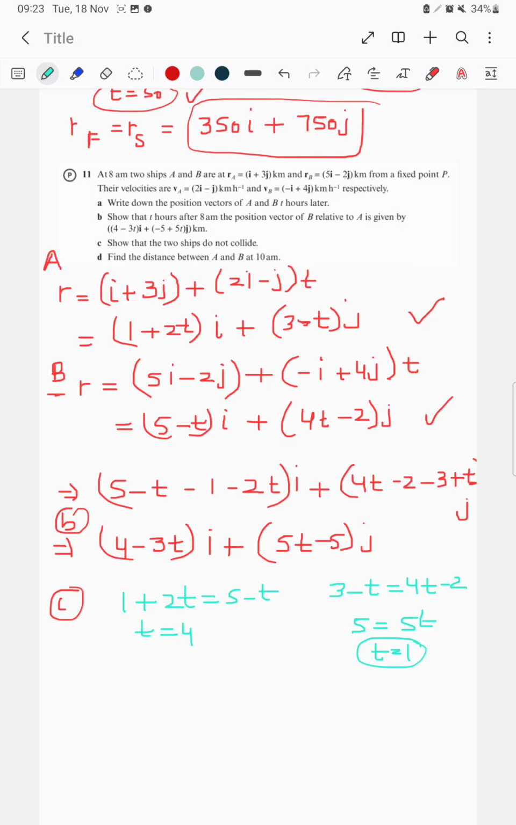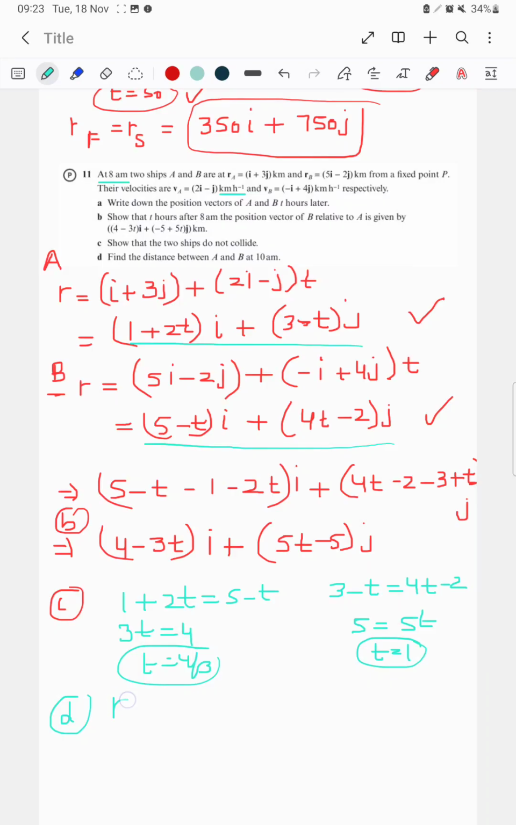Here basically it is 2t plus t, it will be 3t is equal to 4, t is equal to 4 by 3. So though both t's are not the same, they are not colliding. Now find the distance between them at 10 am. Initially their position is at 8 am. Then after 2 hours, because the units are in kilometer per hour, we need not convert anything. We just need to substitute the value of t in this equation, and here as 10, because we need to find the distance between them.